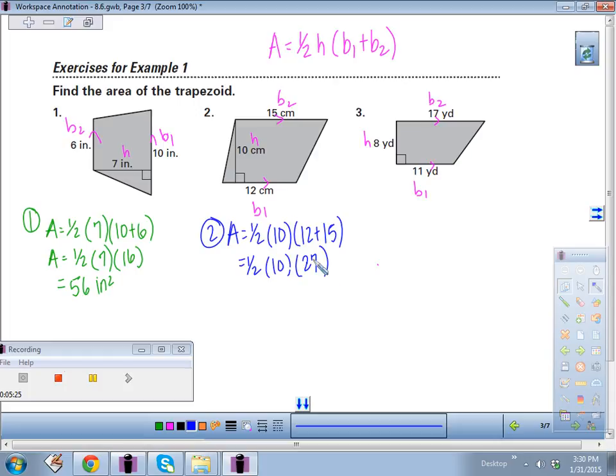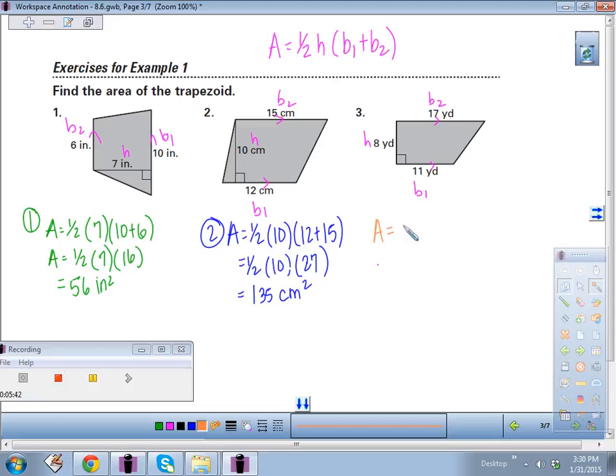And then we want to just type the rest in our calculator to get the area. So that would be 135, and your units would be square centimeters here. And lastly, on number 3, plug it in.